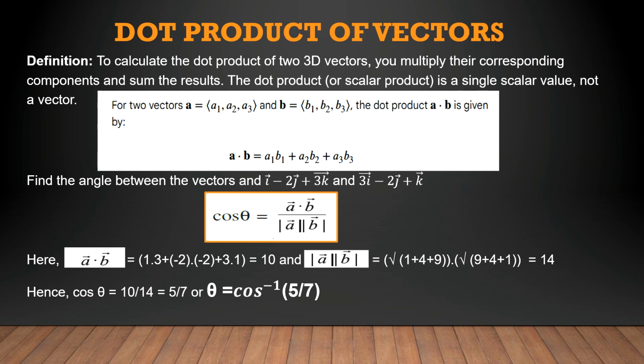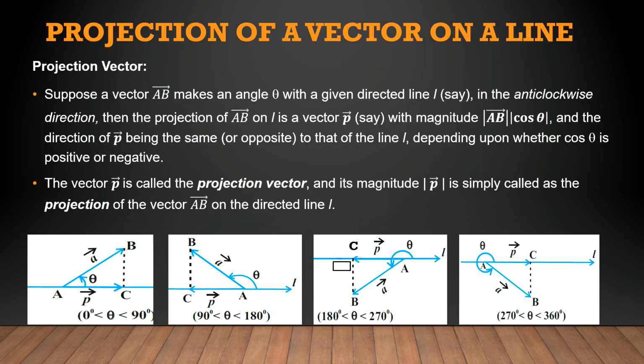So magnitude of A into magnitude of B is equal to root 14 into root 14, which is equal to 14. So now cos theta is the dot product upon their magnitudes. So it is 10 upon 14 or 5 upon 7. So theta will be cos inverse of 5 upon 7. This is how we can find the angle between two given vectors.